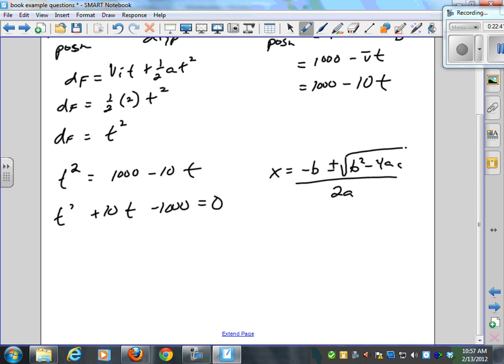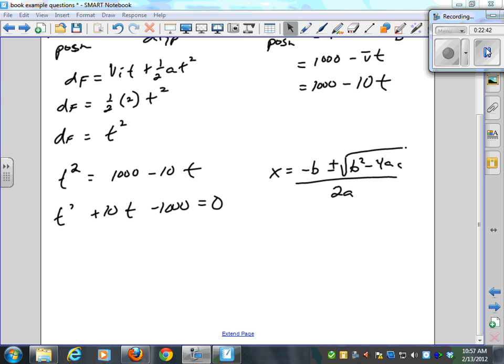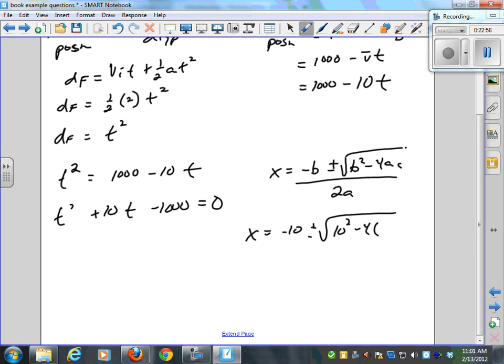I'm going to pause and let you guys try the quadratic formula on your own. Okay, so you should have t equals minus 10 plus or minus the square root of 10 squared minus 4 times 1 times minus 1,000, all over 2 times 1.